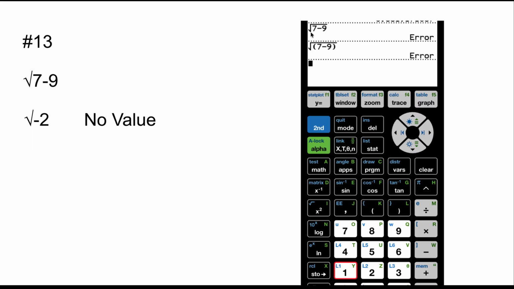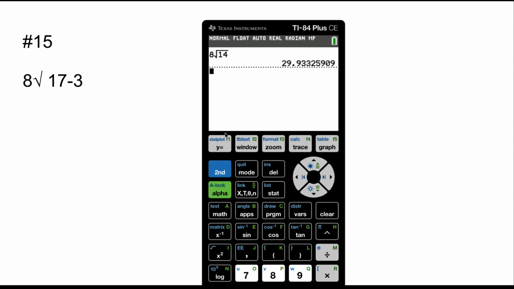So here I did it 2 different ways, just to make sure. We have the square root of 7 minus 9, no parentheses, error. And then we have the square root of, in parentheses, 7 minus 9, error, because you just can't do this in math. There is no value.